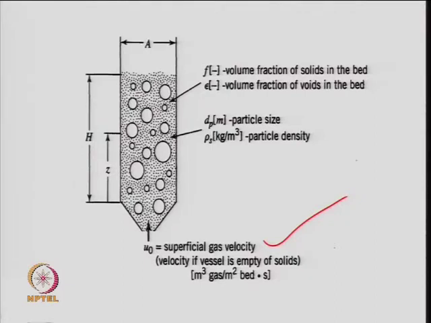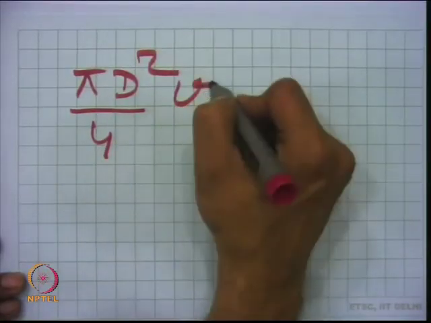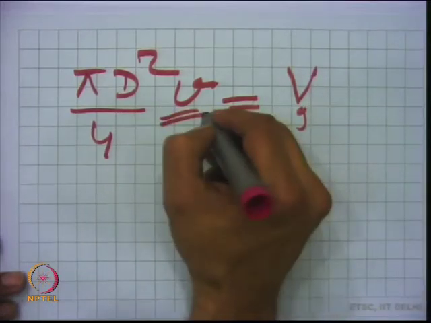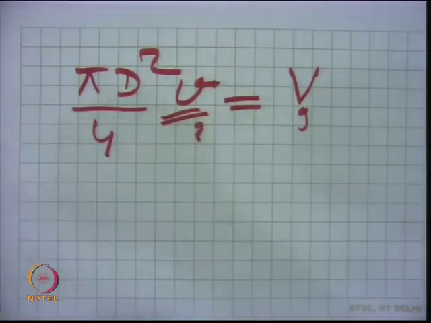So, if you know the volumetric flow rate of gas, or the mass flow rate of gas, so mass flow rate is nothing but the density of the gas multiplied by the volumetric feed rate, right. So, one can very easily find this out. If I know the diameter of the column, simply d, then pi d square by 4 is the cross-sectional area, multiplied by the velocity, and that will be the volumetric flow rate of the gas V g. So, one can very easily find out this superficial gas velocity. It is called superficial gas velocity because it is calculated based on the empty bed.